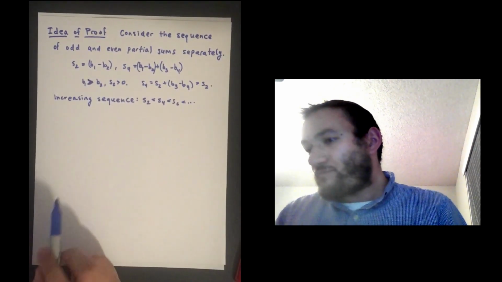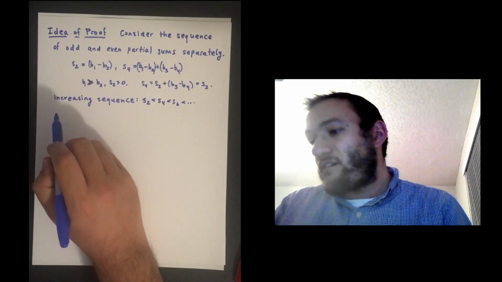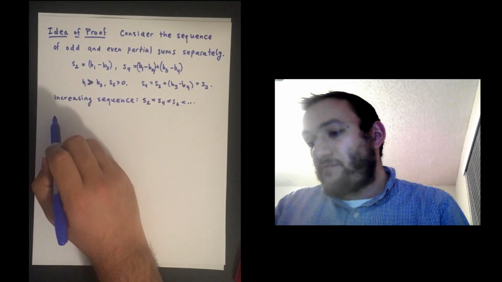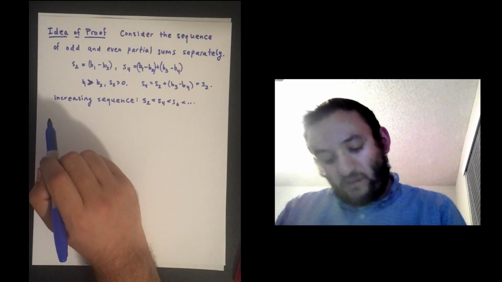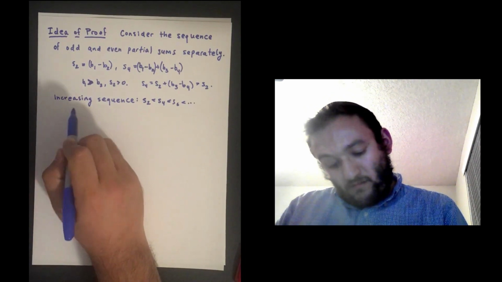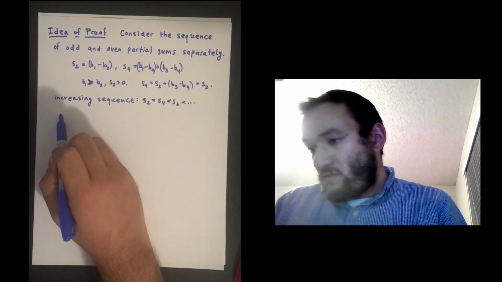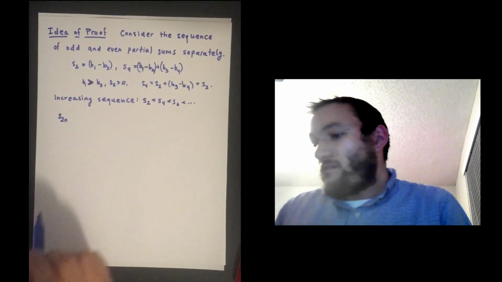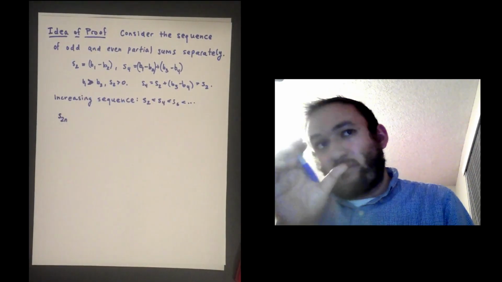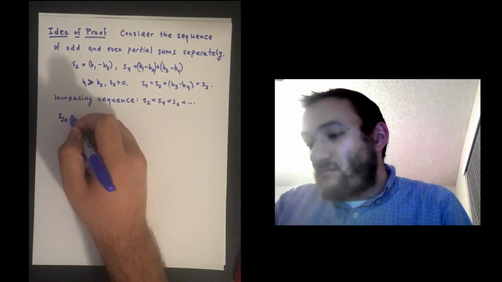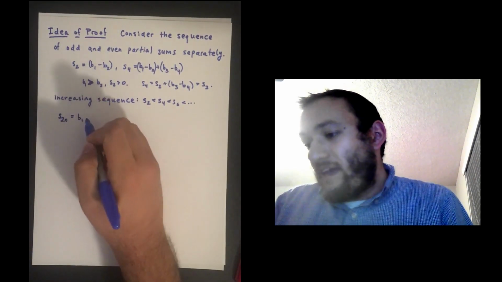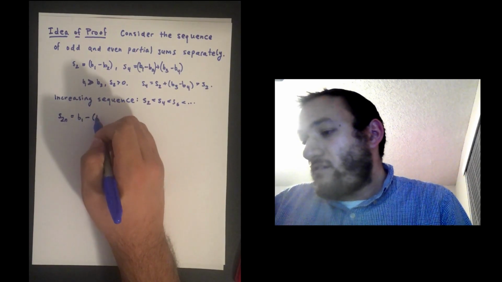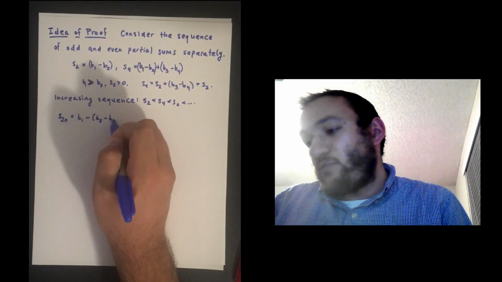But when we consider it in a bit of a different way, if we take S_2n, instead of splitting it up with the first two together and the second two, let's pull out the first one and then take the next two and group them together.